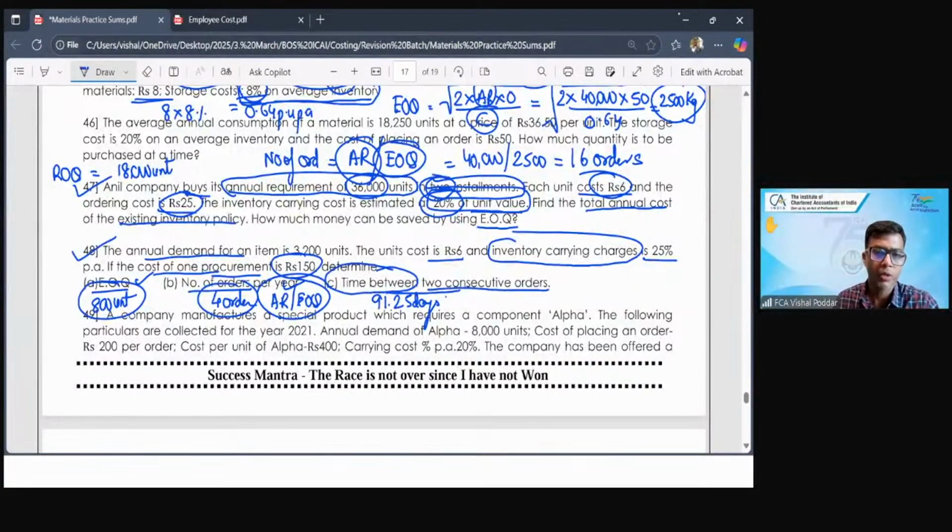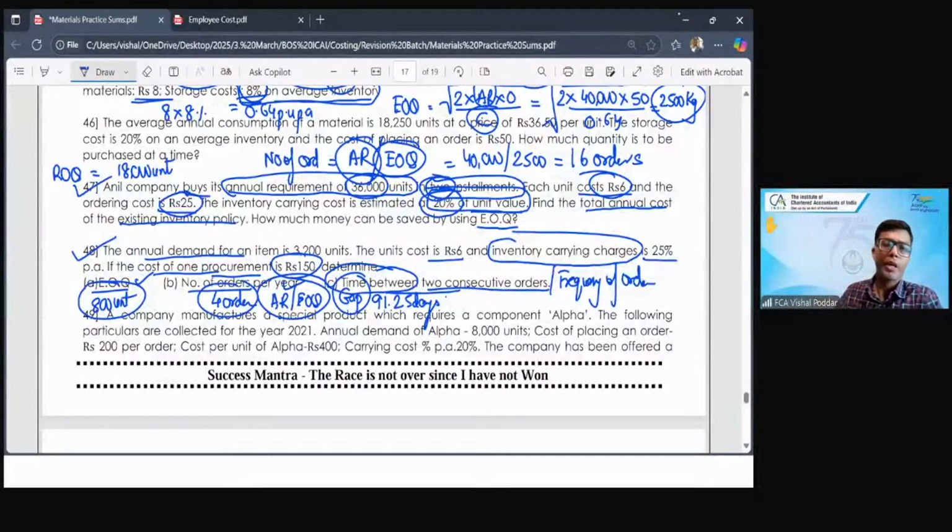Now, see, they have only said time. In any other question, they may say time gap. They may say time interval. So now you should know what could be the parallel ways of asking the same question. They may say time interval. They may say frequency of orders. So these are the different terminologies that would be given in the question.